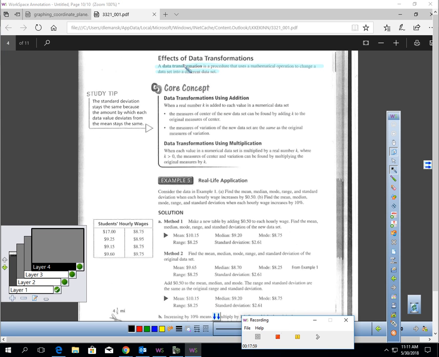And to wrap up the video, we're going to quickly talk about effects of data transformations. A data transformation is a procedure that uses a mathematical operation to change a data set into a different data set.